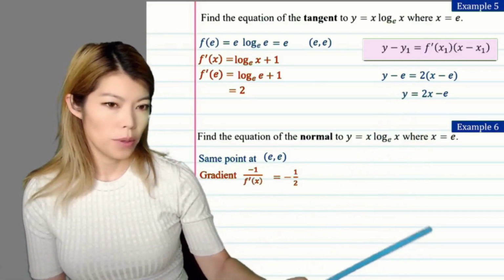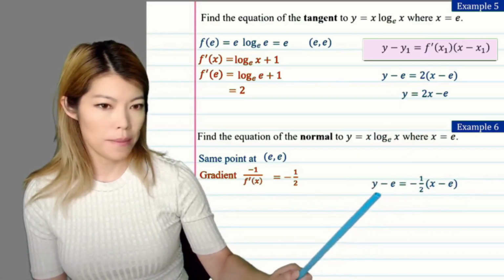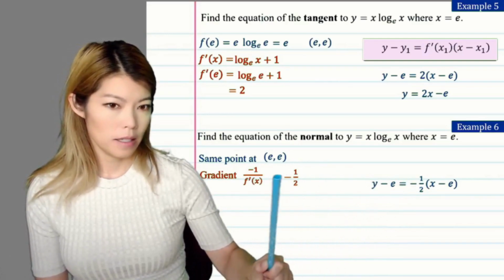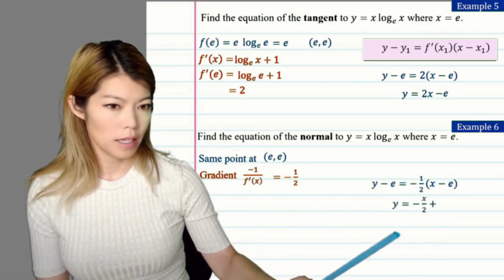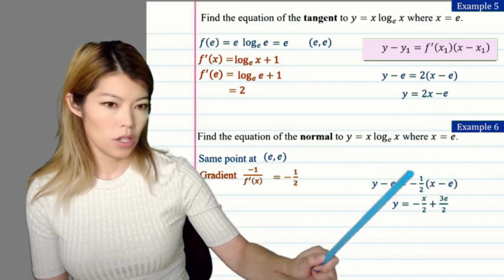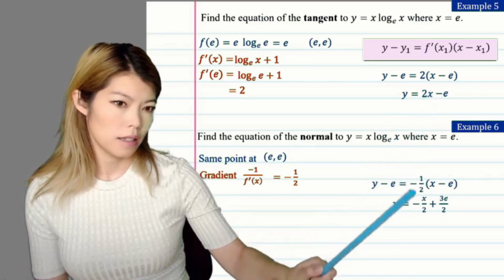And now we're going to put it into the same format equation, y minus e, minus a half, well, gradient, x minus e, and we should get the same equation, but perpendicular gradients.